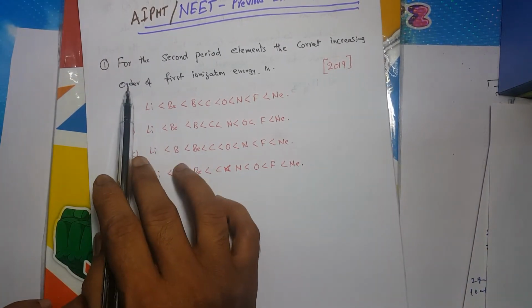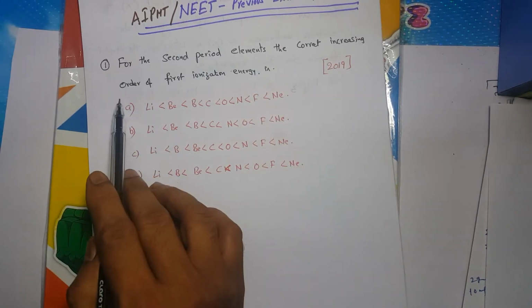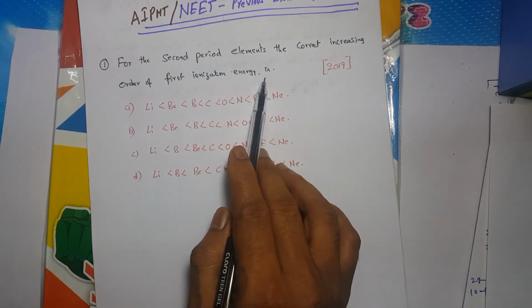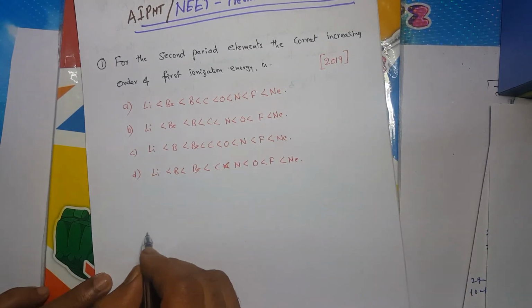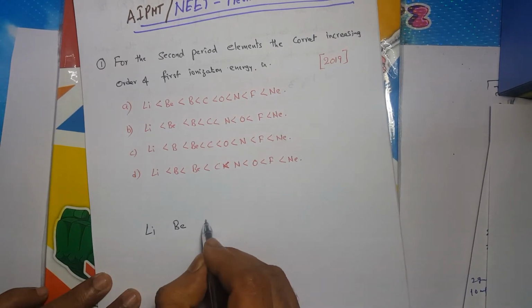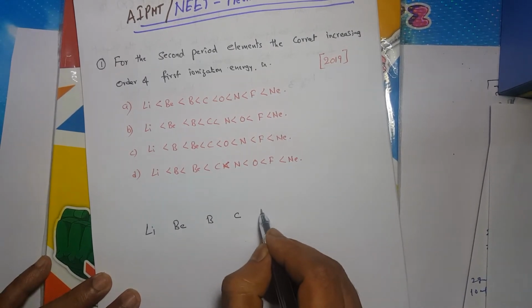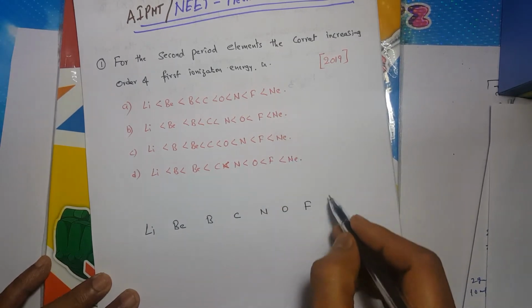So in 2019, the first question given is for the second period of elements, the correct increasing order of first ionization energy. It's a very important one. What are the elements that are present in the second period? That starts from lithium, beryllium, boron, carbon, nitrogen, oxygen and fluorine. Neon also they included.